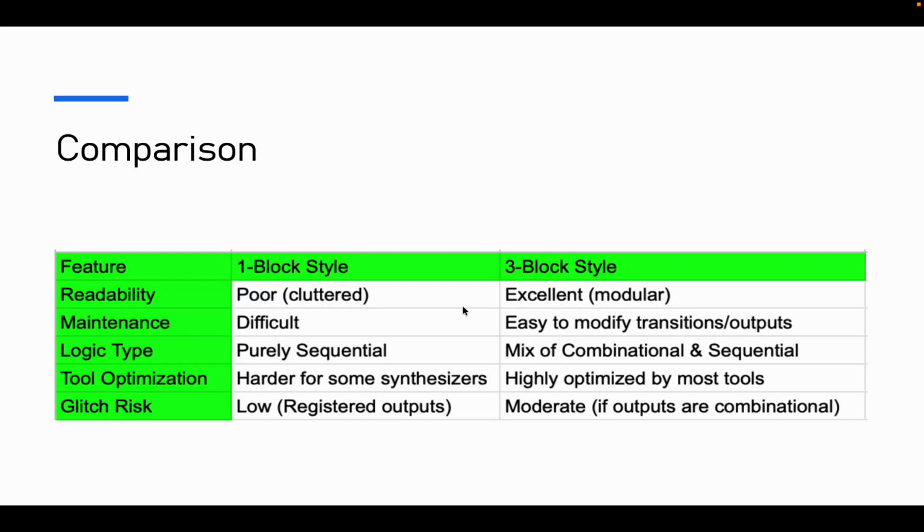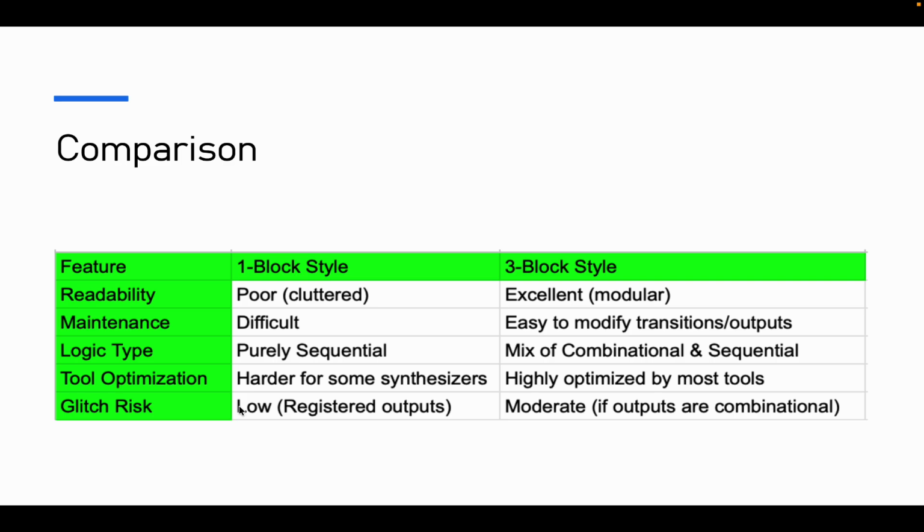Maintenance: here it is difficult to maintain. As I told you, here it is easy to modify transitions and outputs. They can be easily modified. If you see an error, it will be easy to debug in the three block style. One block style is purely sequential. Here it is a mix of combinational and sequential.